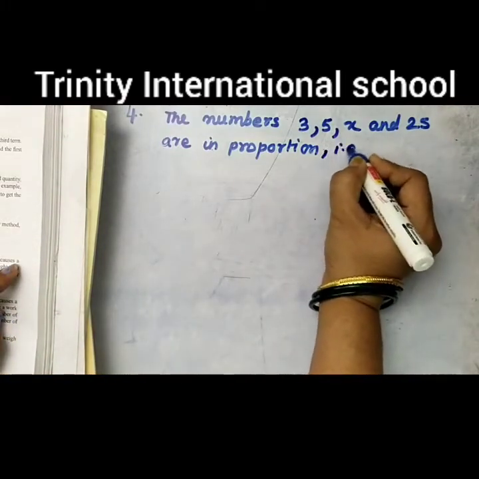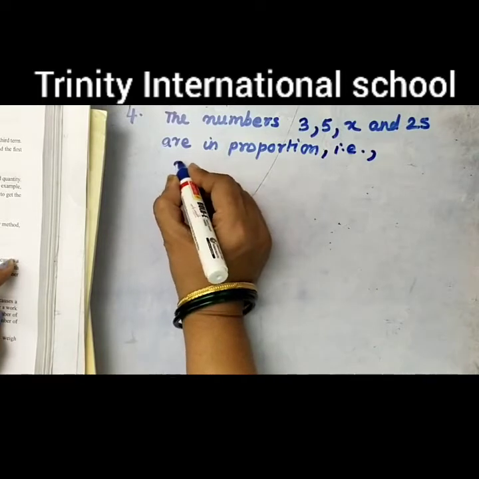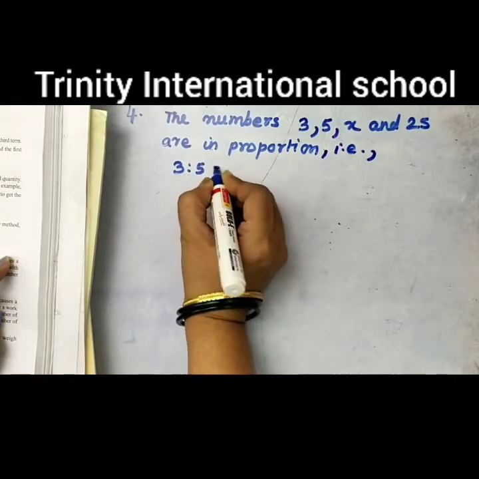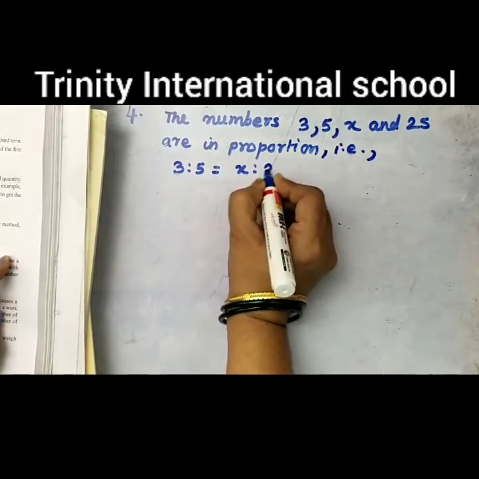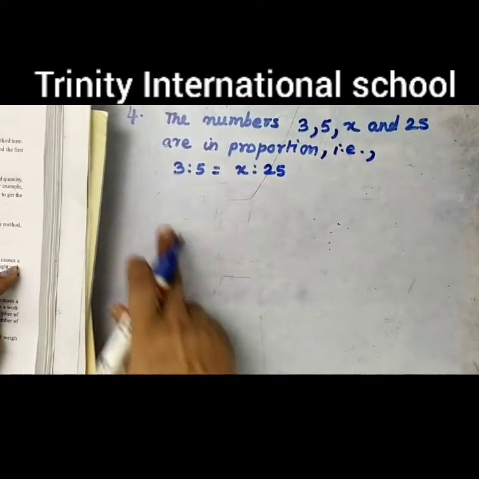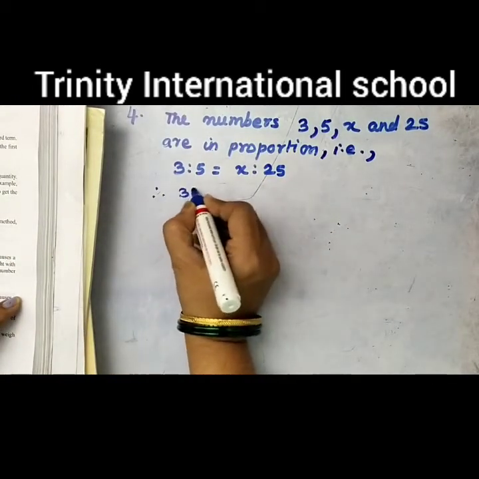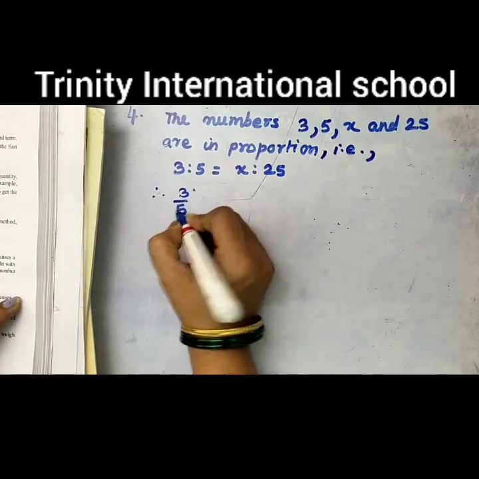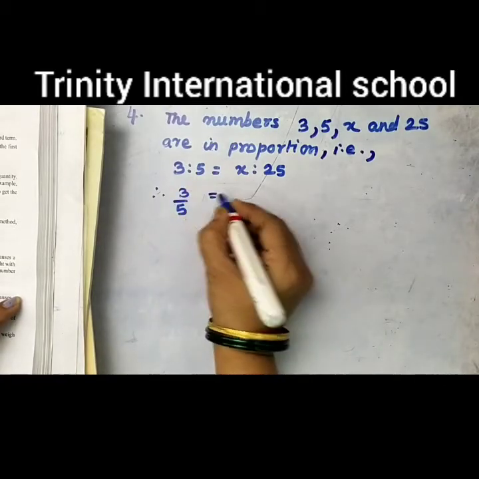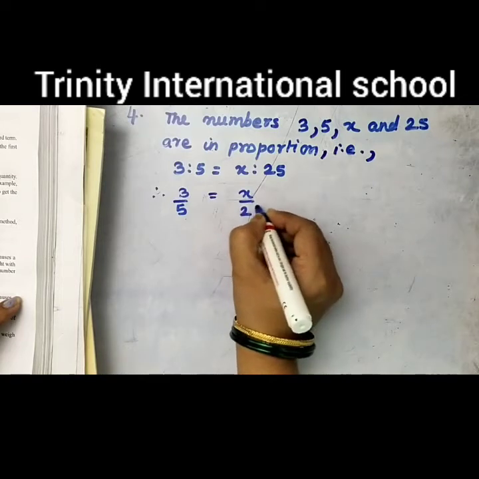Now as you know they are in proportion, so you can write that 3:5 is equal to x is to 25. Okay, so this way you can arrange it. Now what you can do, 3:5 means 3/5, isn't it, is equal to x upon 25.